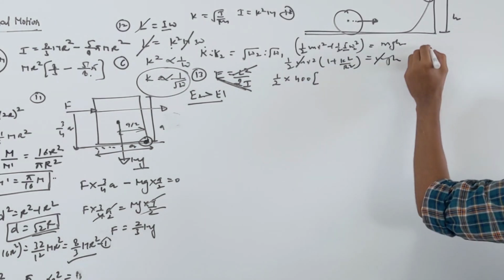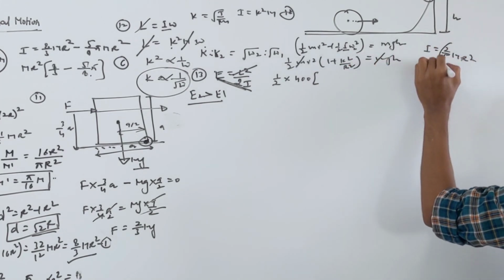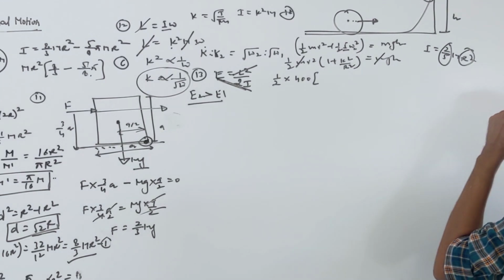So it's a solid sphere. What is the inertia of a solid sphere? 2 by 5 m r square. So your k square term is what? 2 by 5 and what? R square, right? Hope you understand till now.